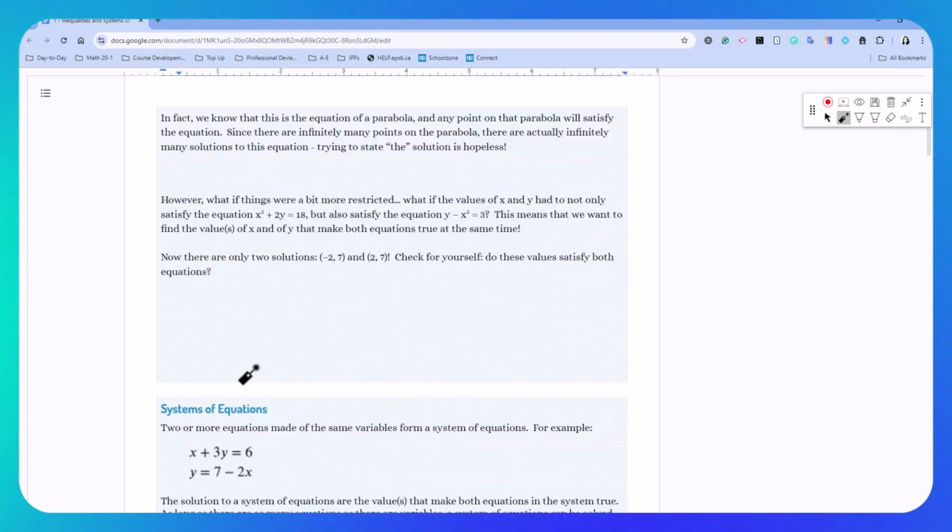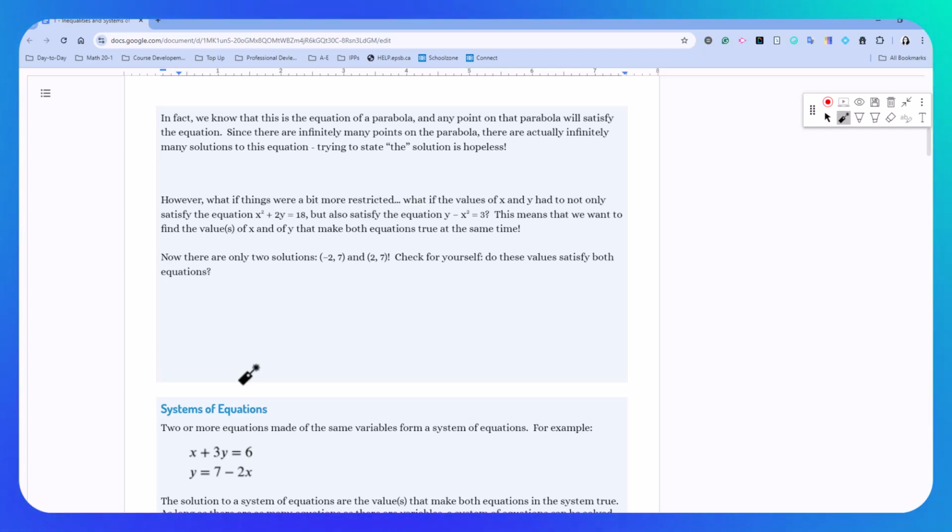In fact, we know this is the equation of a parabola. We've learned this in the quadratic unit. And any point on the parabola will satisfy the equation, meaning there are going to be infinitely many points on the parabola, and there are actually infinitely many solutions to this equation. So trying to state the solution is actually impossible.